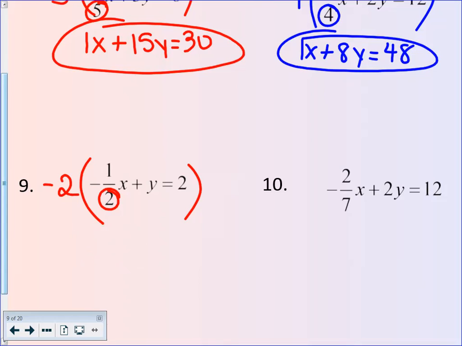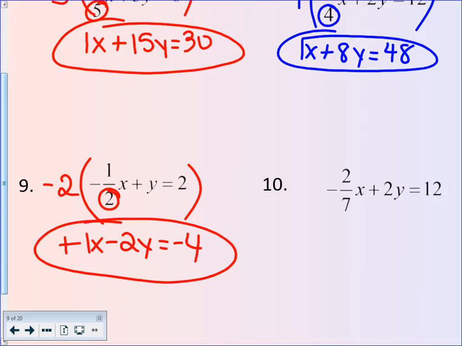Wait a second. Hopefully you just caught that mistake there. I have a positive. 2 times 1/2 is 1x. Negative 2 times positive y is negative 2y. Negative 2 times positive 2 is negative 4. So there's my equation.